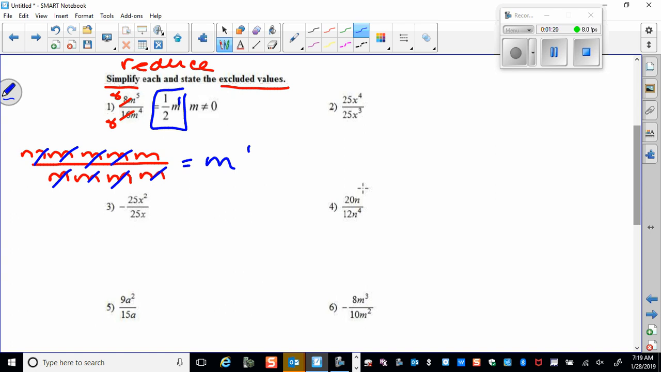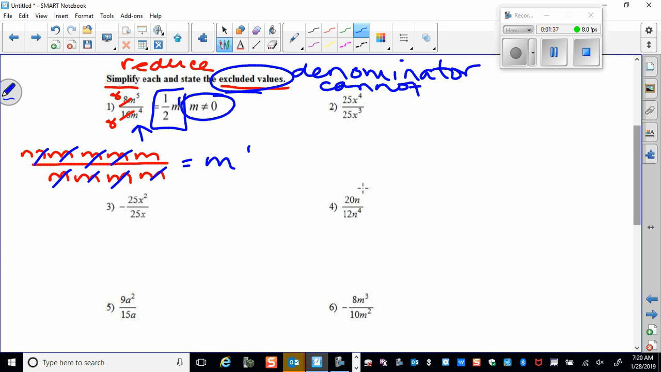And then this excluded value here, m cannot be equal to 0, because you just cannot divide by 0 in your denominator. All right, you look at the denominator. Cannot equal 0. All right, you cannot divide by 0. So that means m cannot be 0, because if I have 0 to the 4th, well, that would be 0, because that's 0 times 0 times 0 times 0.